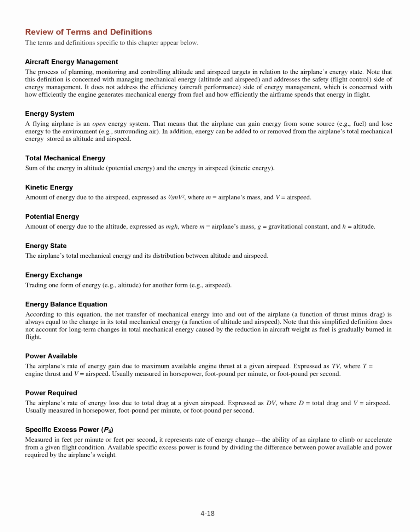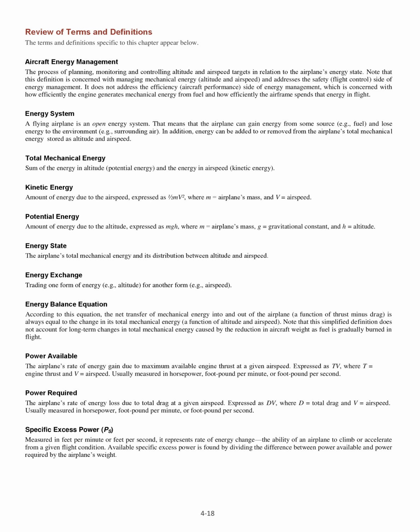Kinetic energy: amount of energy due to the airspeed, expressed as 1/2 mv squared, where m equals airplane's mass, and v equals airspeed. Potential energy: amount of energy due to the altitude, expressed as mgh, where m equals airplane's mass, g equals gravitational constant, and h equals altitude. Energy state: the airplane's total mechanical energy and its distribution between altitude and airspeed. Energy exchange: trading one form of energy, for example, altitude, for another form, for example, airspeed.